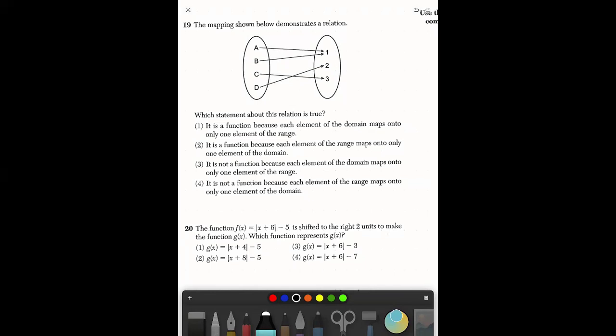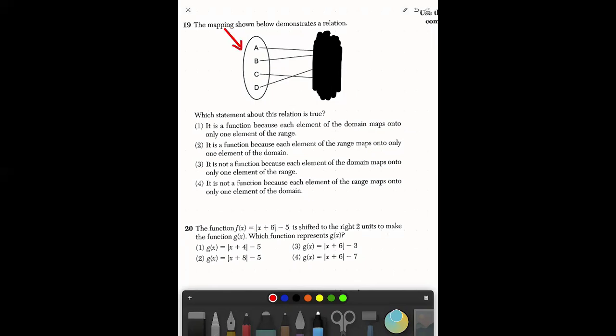I always tell them when they're trying to determine if something is a function, they should always just blot this out because what happens over here doesn't matter. What makes something a function is what happens over here. Oops, I need a little cleaner. Is what happens over here.